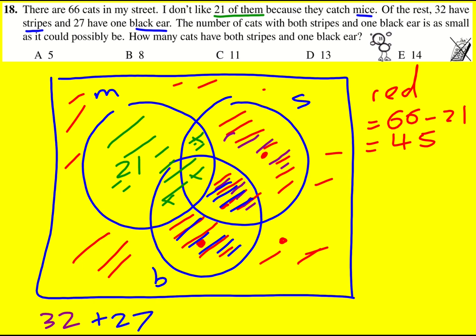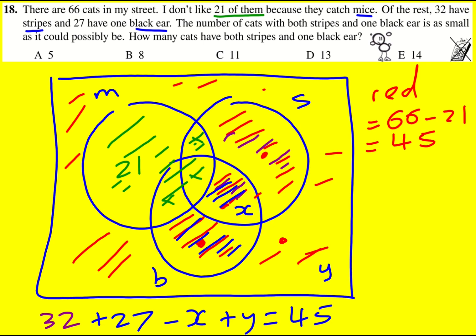But now I've double counted. So what I'm going to do is this is actually what I want to find. I'm going to call this x. So 32 plus 27 minus x, that will give me the blue and the purple, but only this one once now. And then I shouldn't technically forget that there could be some that have none of these traits, and I'll call that y. So 32 plus 27 minus x plus y, that must equal 45.